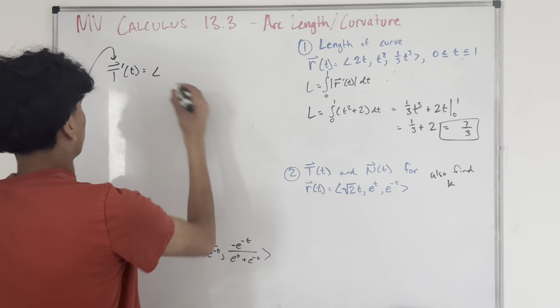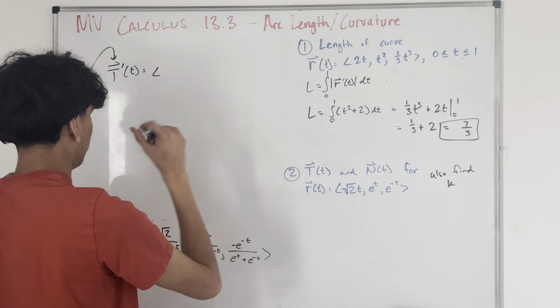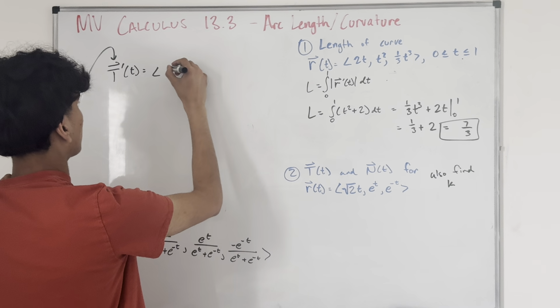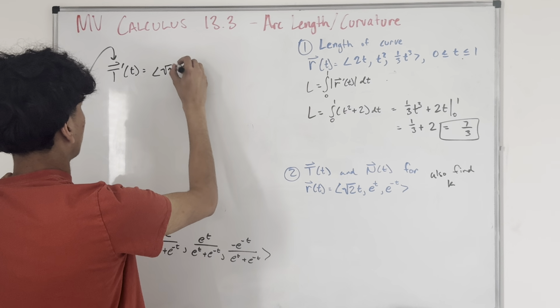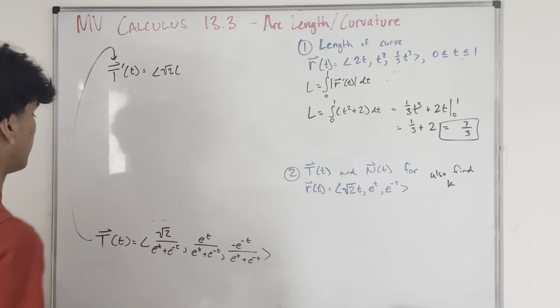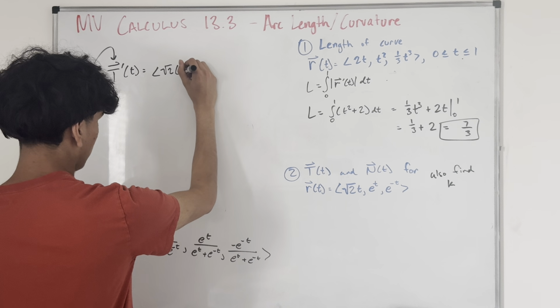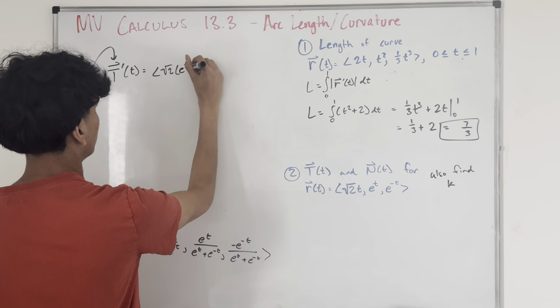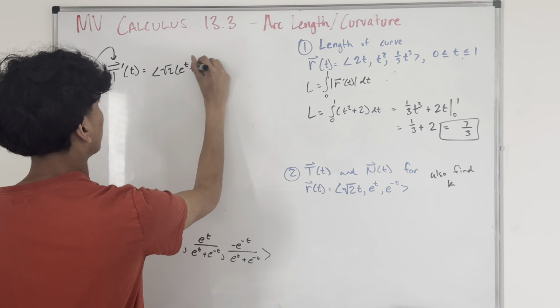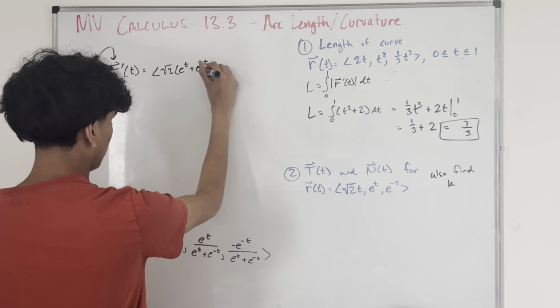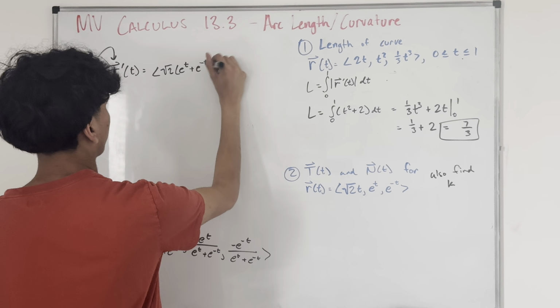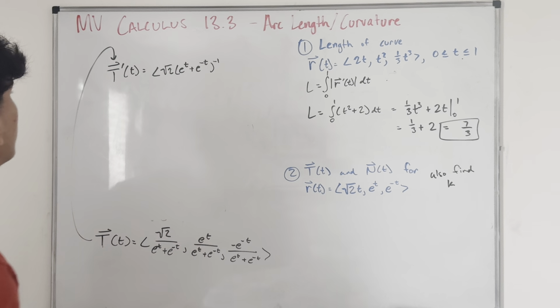Actually, never mind, let's just do it like this. So we have the root 2, and I'm really doing this stuff to the negative 1. So e to the t plus e to the negative t. Okay, so to the negative 1. I'll do it one at a time, one component at a time.